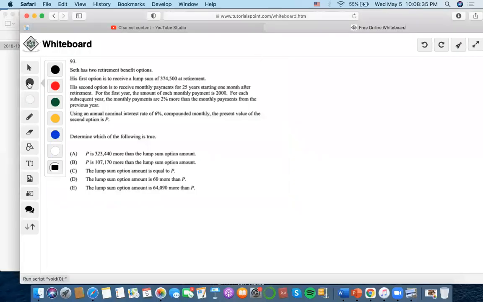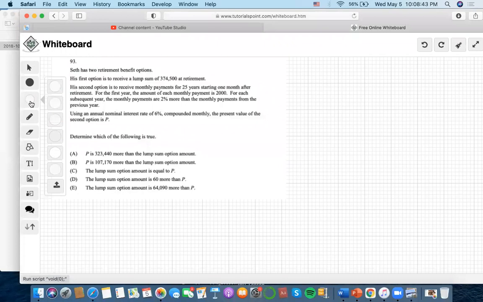Hi, so for this one, it says Seth has two retirement benefit options. And what's happening is that we want to... So it says the first option is to receive a lump sum of this amount, and the second option is to receive monthly payments for 25 years starting 1 month after retirement for the first year, and so forth. Okay, and determine which of the following is true. So it seems like we have to compare these two scenarios.